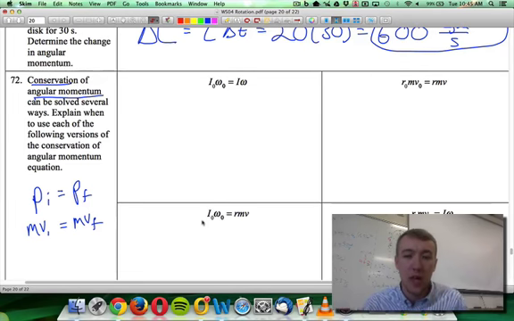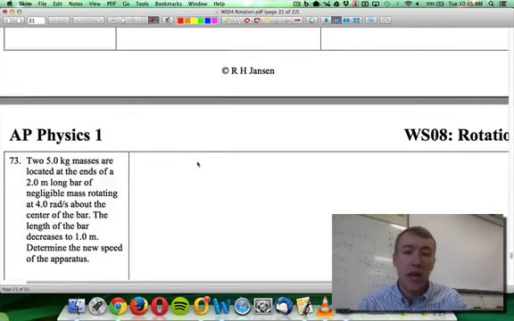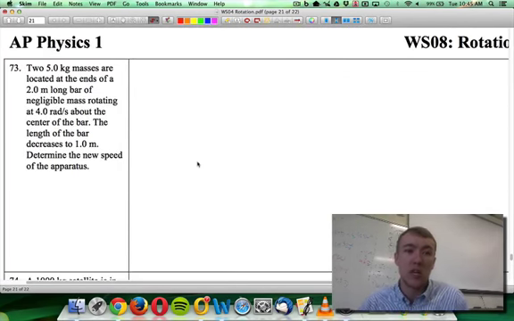All of these are true, and they're each advantageous to use at different times. It totally depends on what information you're given. If you're given the initial angular velocity and the initial moment of inertia, or you can solve for those, then you're going to use one of these two equations. Instead, if you're given the final tangential velocity, the mass and the radius, then you're going to use this equation or this equation. So let's do a couple of examples on this next page, and we'll decide which one is advantageous to use in each of these cases.